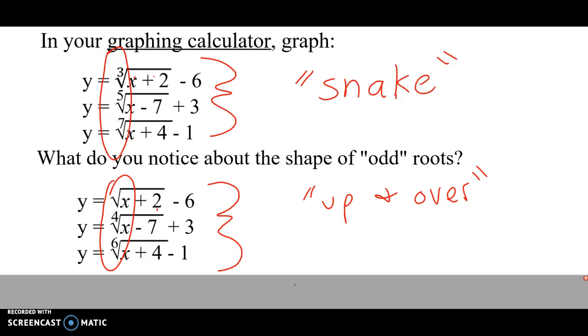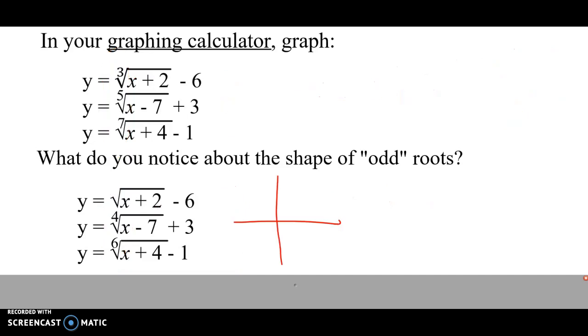So which ones have a domain and range of all real numbers always? Snakes. So all of these would have all real numbers as domain and range. These numbers determine where the up and over starts, right? Wait, so what if it's like, for the domain of this one right here, this went left 2, right? Down 6. So left 2, 1, 2, 3, 4, 5, 6, down 6, and then it went up and over.